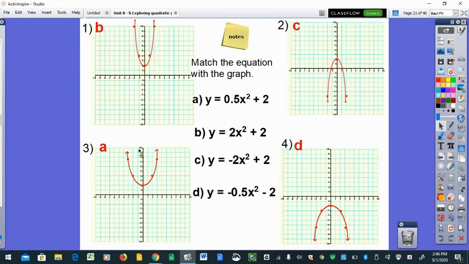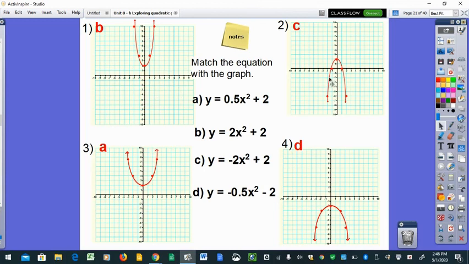So notice that both of these parabolas open up, so we need to have a positive a, so that would have to be B and A. And remember that the bigger number will make it grow faster, so that's why this one would be B and this one would be A.